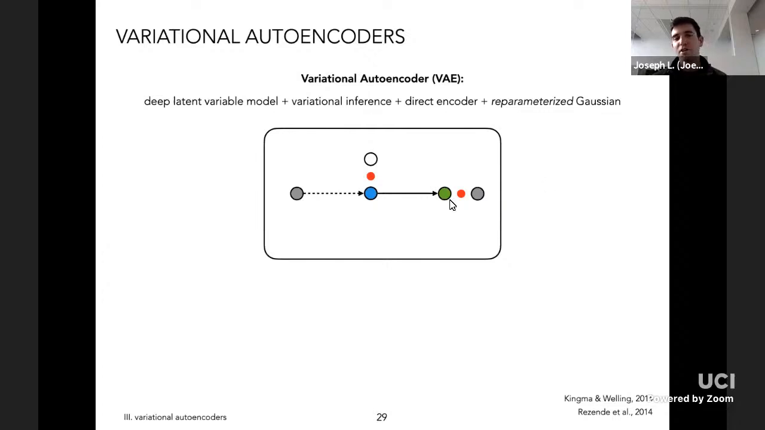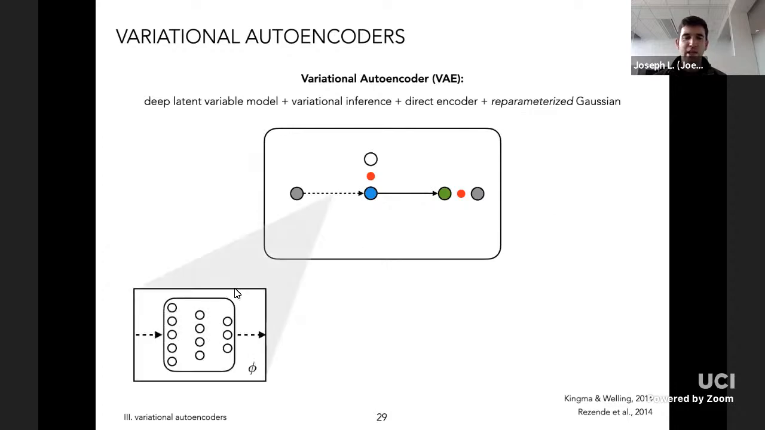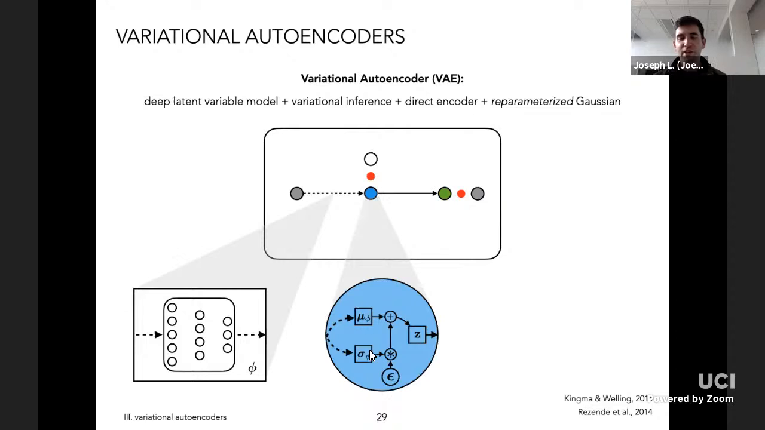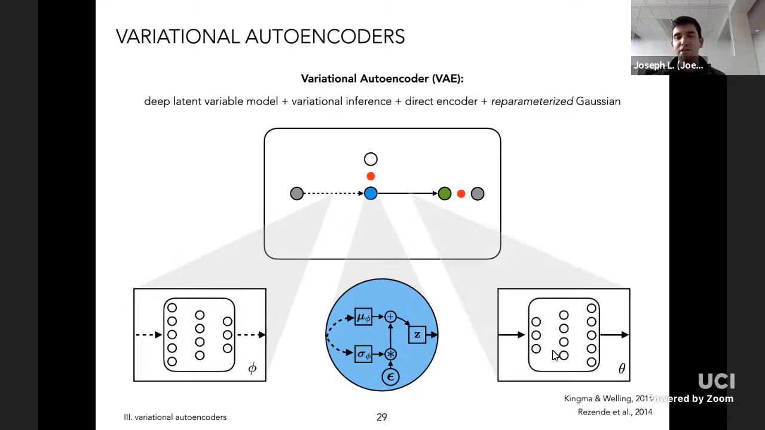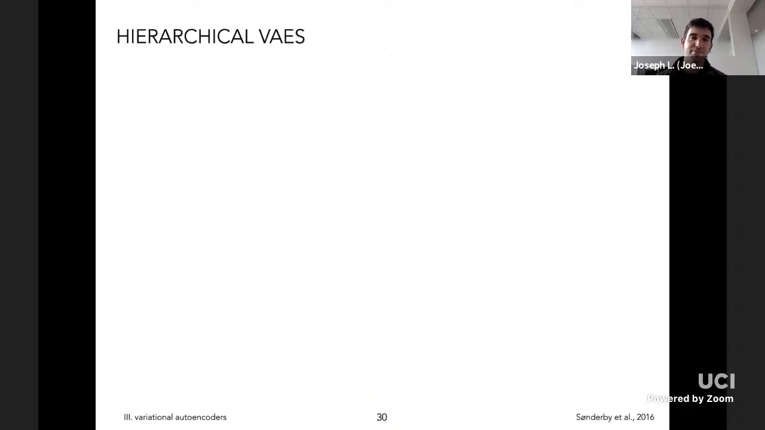So the idea, if we string out that graph that we had before, is that we have this encoder network, phi. We have this sampling computation graph, which is just allowing us to backpropagate through sampling. And then we have this decoder neural network, theta, over here. So we now have this autoencoder with this probabilistic interpretation. And so things are great.